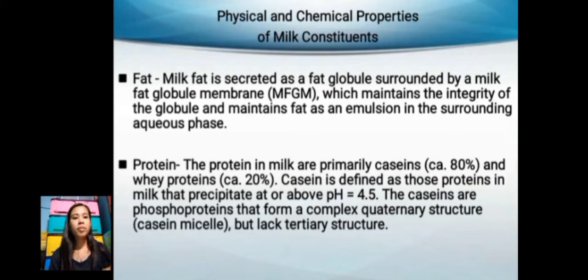Next is protein. The proteins in milk are primarily caseins, about 80%, and whey proteins, about 20%. Casein is defined as those proteins in milk that precipitate at or above pH 4.5. The caseins are phosphoproteins that form a complex quaternary structure but lack tertiary structure. Protein provides mouthfeel, viscosity, and structure for dairy foods. Also, proteins play a crucial role in the flavor of all dairy foods.